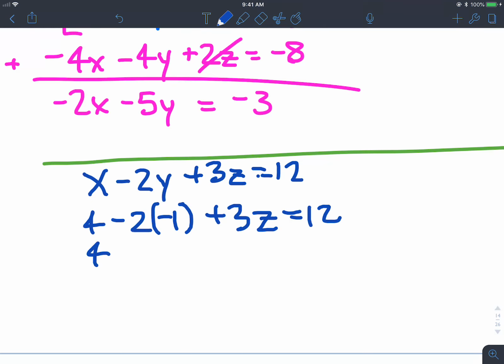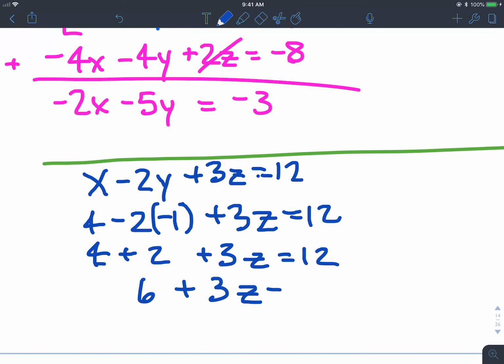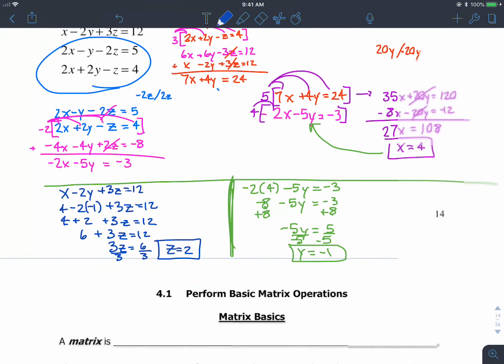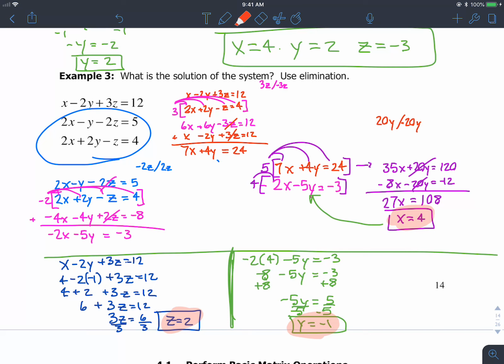So that'll be 4 plus 2, and then plus 3z equals 12. So 4 plus 2, that should be 6 plus 3z. Subtract 6, that'll be 3z equals 6, and then divide by 3. And that should get you z equals 2. And then you are done, believe it or not. So it's a lot, but if you write out all of your steps, you're going to be good.